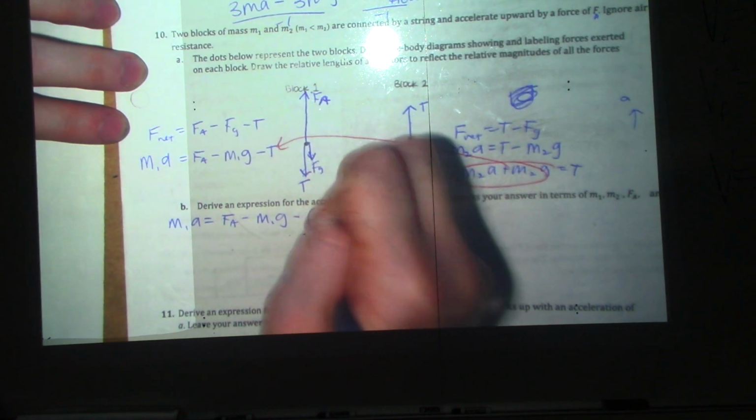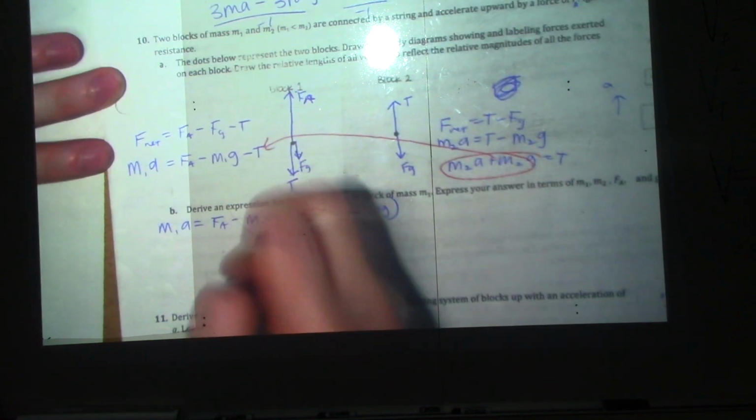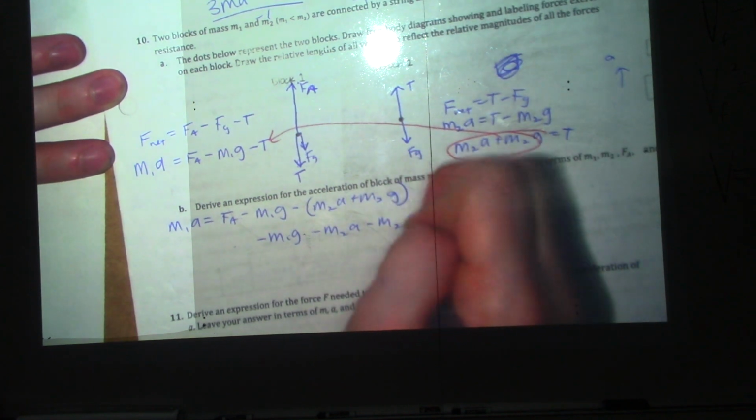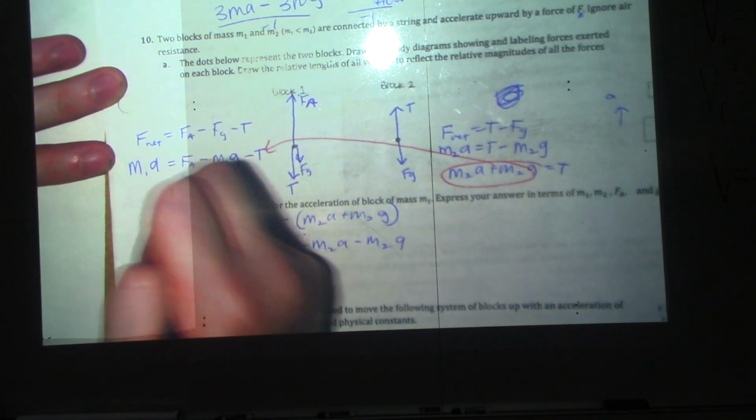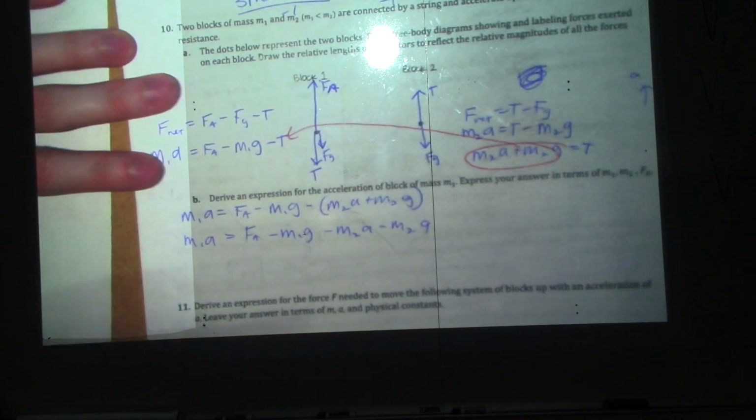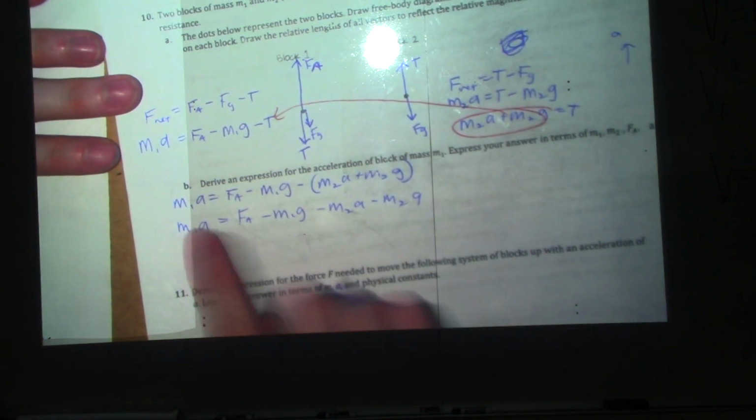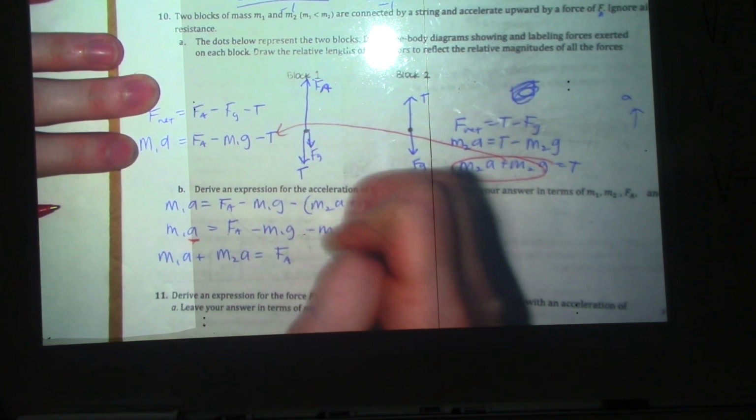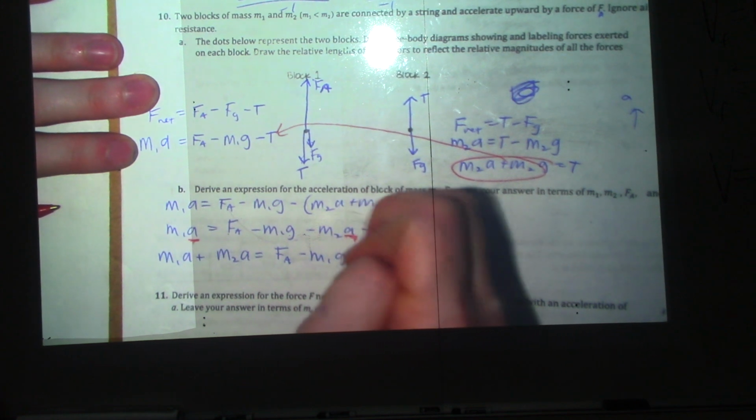M1a is F applied minus M1g minus all of this. So that becomes minus M1g minus M2a minus M2g equals the M1a. Now, it's tempting to divide by M1 to get a by itself, but I actually have an a over here, so you have to combine all your terms with a first. So I'm going to add this one over. That gives me M1a plus M2a is Fa, I've moved that over, minus M1g minus M2g.